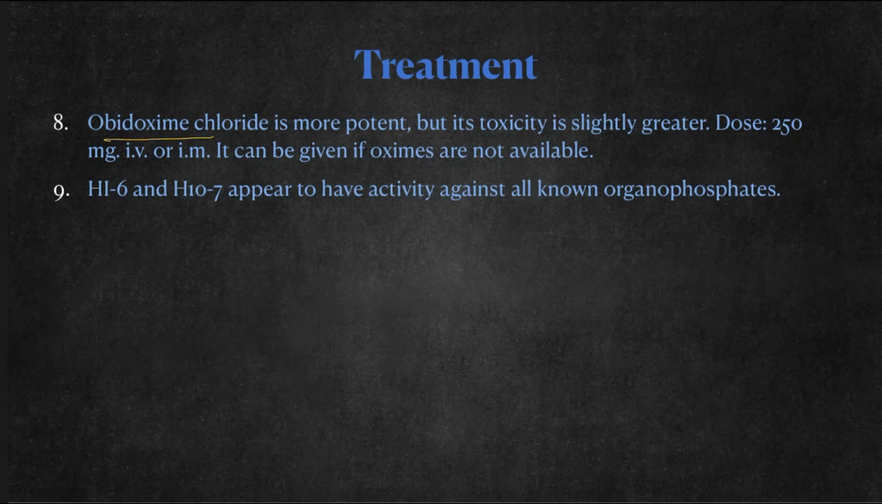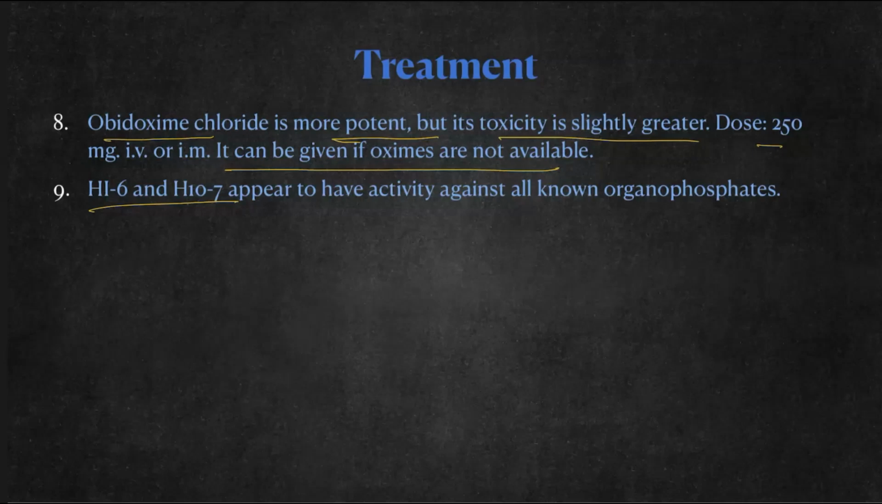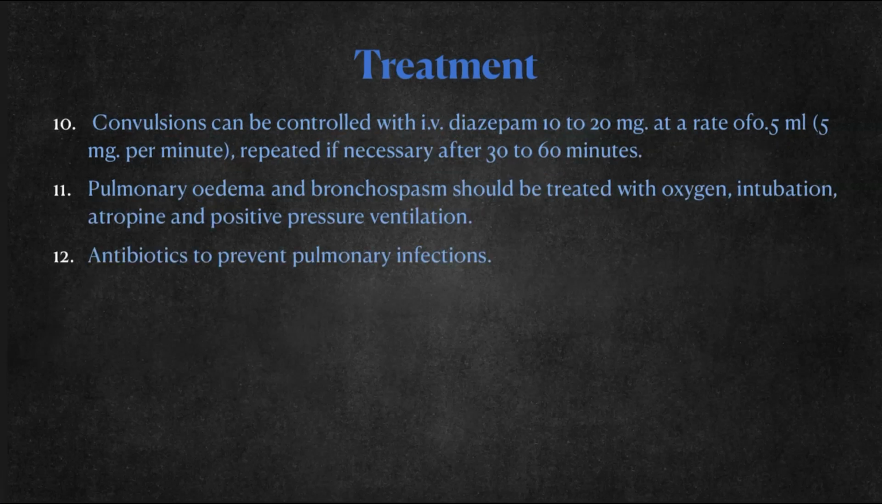Obidoxime is also one more compound which reactivates cholinesterase enzyme and is more potent, but its toxicity is slightly greater than PAM. Dose is about 250 mg IV or IM. It can be given if oximes are not available. H16 and HI-6 are newer compounds which appear to have activity against all known organophosphates. Convulsions can be controlled by giving IV diazepam 10 to 20 mg at a rate of 5 mg per minute, repeated if necessary after 30 to 60 minutes.